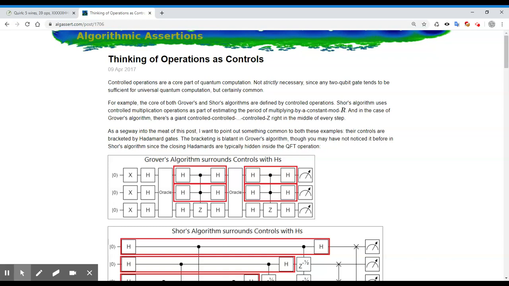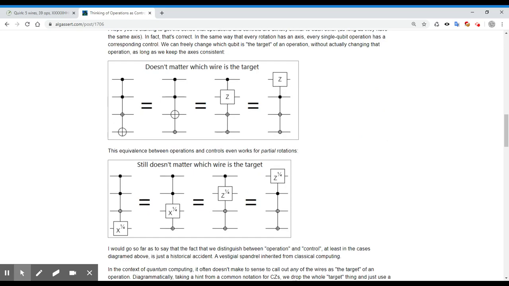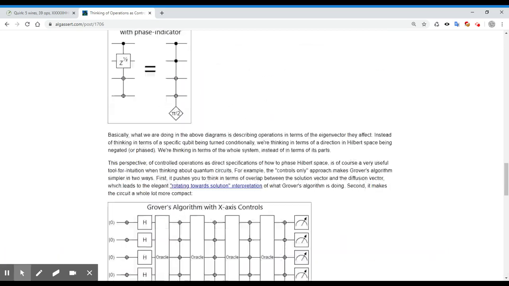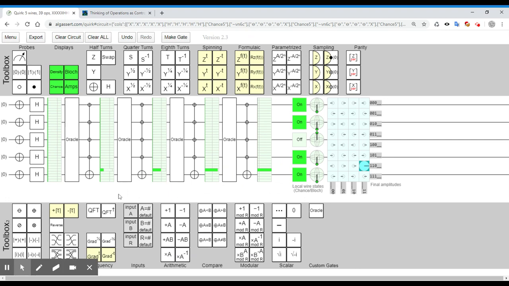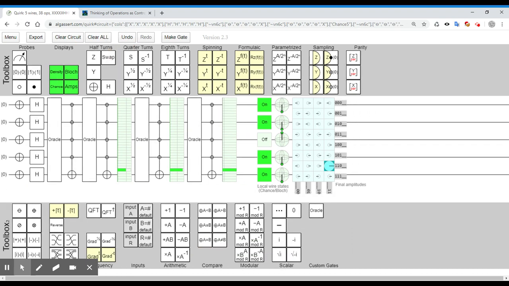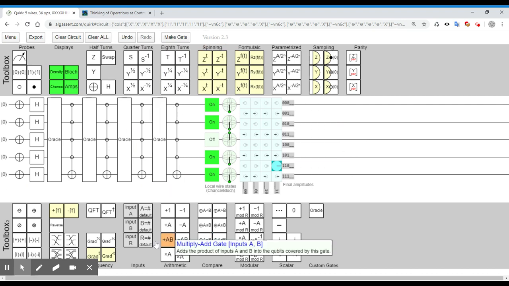I had taken a look at these in the past, about thinking of operations as controls, but now that I'm touching Grover's algorithm again, I wanted to take a look at it again, because one of the implementations of Grover's algorithm is this really neat one here from Craig. If you get rid of all the displays, it's a pretty neat and compact version of the algorithm. Really, you've got the oracle, and then you've just got this kind of operation. That's not a really common operator though, but we'll get into these right now.